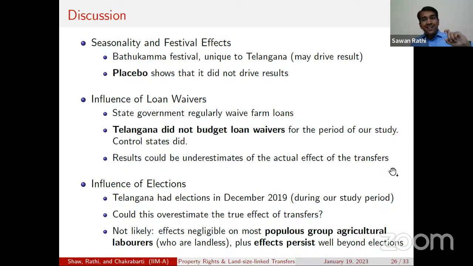So in a different sense, our results are basically an underestimate, because the loan waivers were given in the control state but not in the treatment state, and still we are finding that there's an increase in consumption and borrowing happening. And the third concern that we also cater to is the influence of elections.